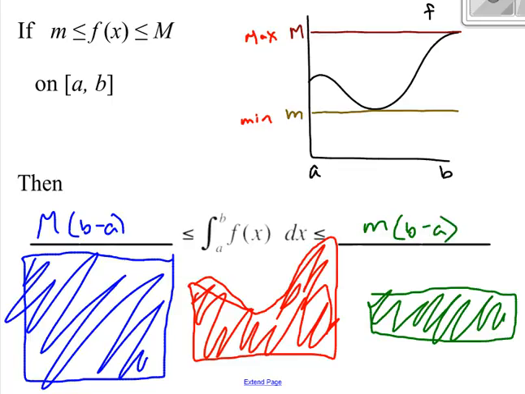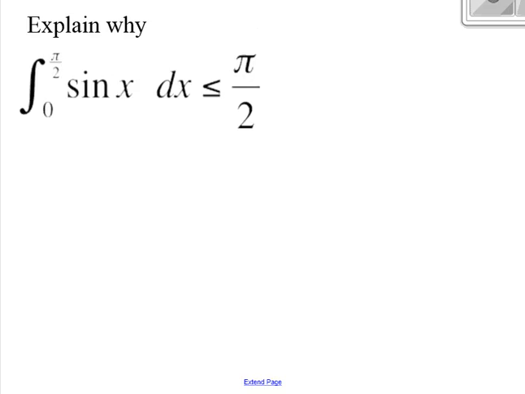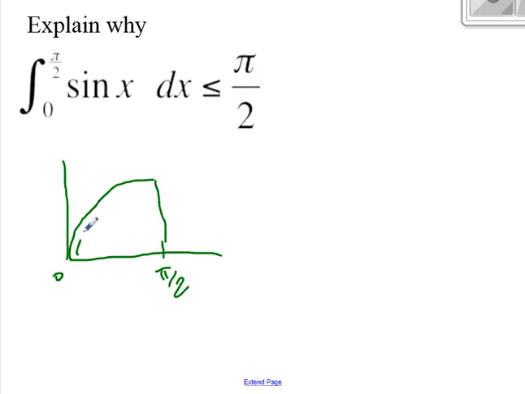So let's see how this plays out in an actual problem. So here we go. We're going to explain why the integral from 0 to pi over 2 of sine x dx is less than pi over 2. So let's take our sine x, which goes like this from 0 to pi over 2. And so here is the actual area of sine x. But we know it's going to be less than this rectangle right here.